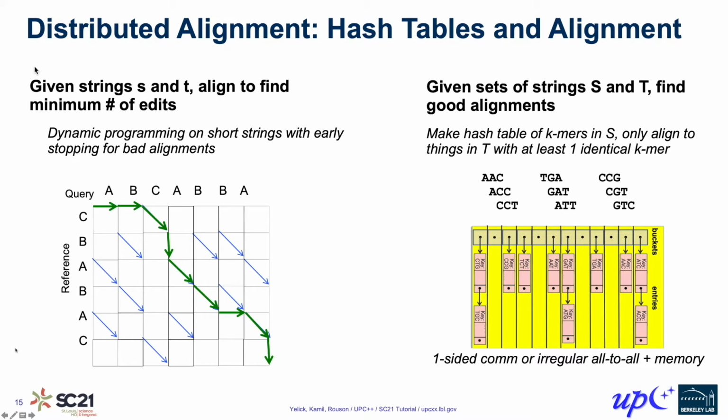Now, the third phase, after you've built this set of contigs, is to align the original reads against those contigs, allowing for imperfect matches. String matching is done with some variant of the Smith-Waterman algorithm, which is shown on the left.